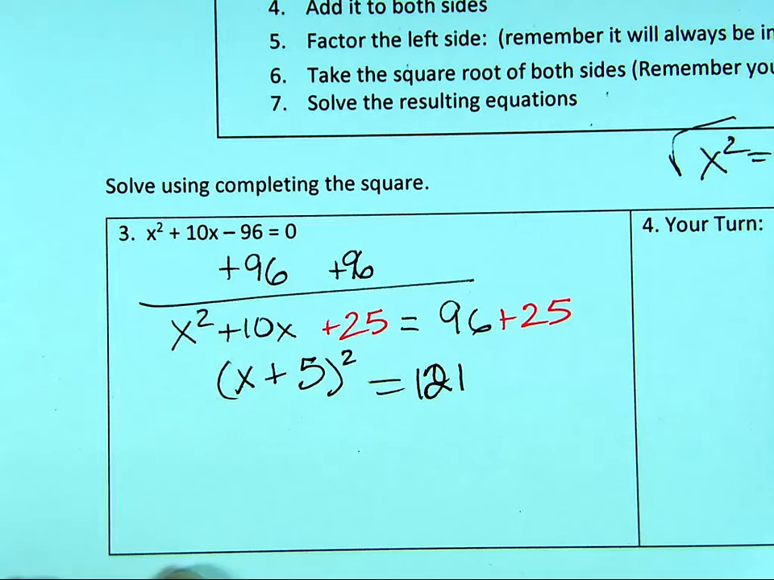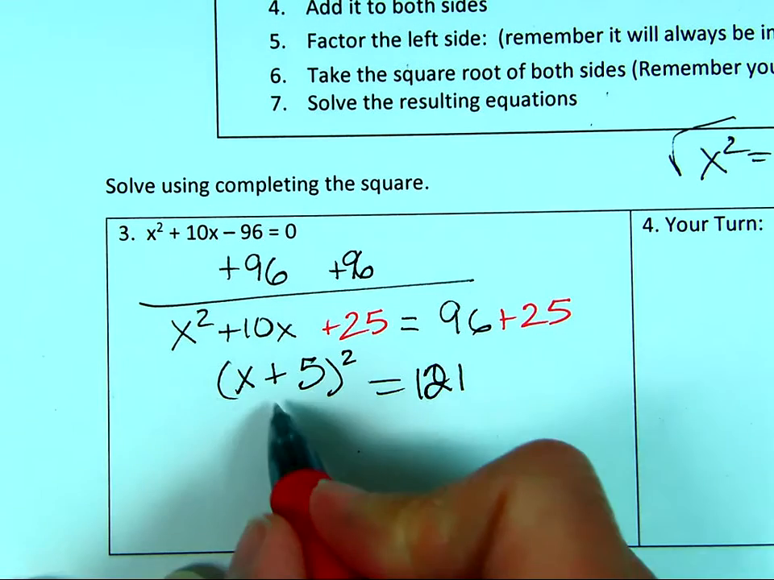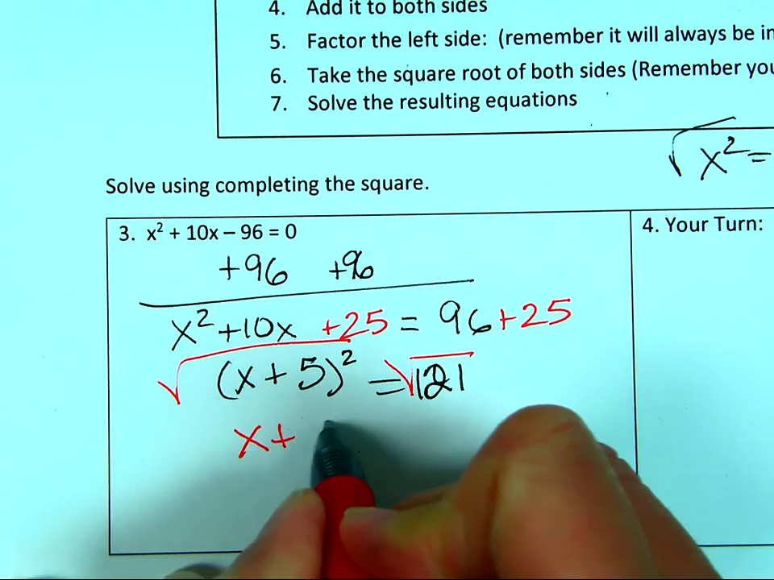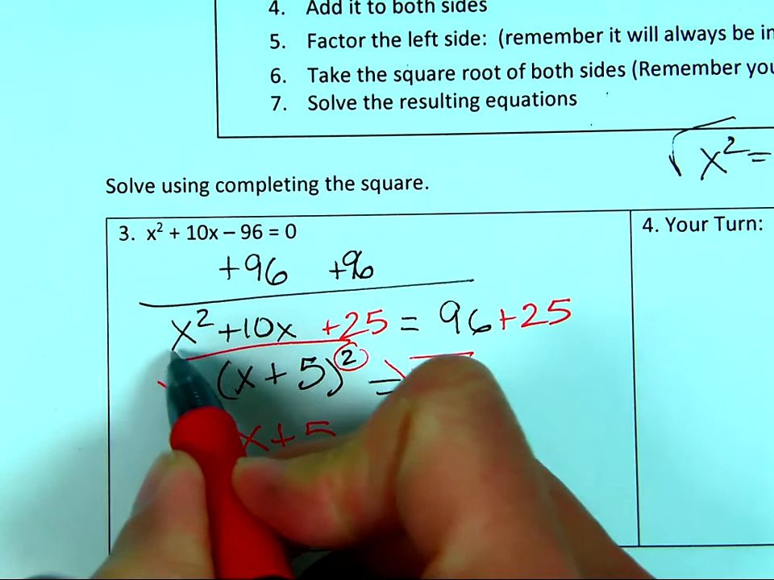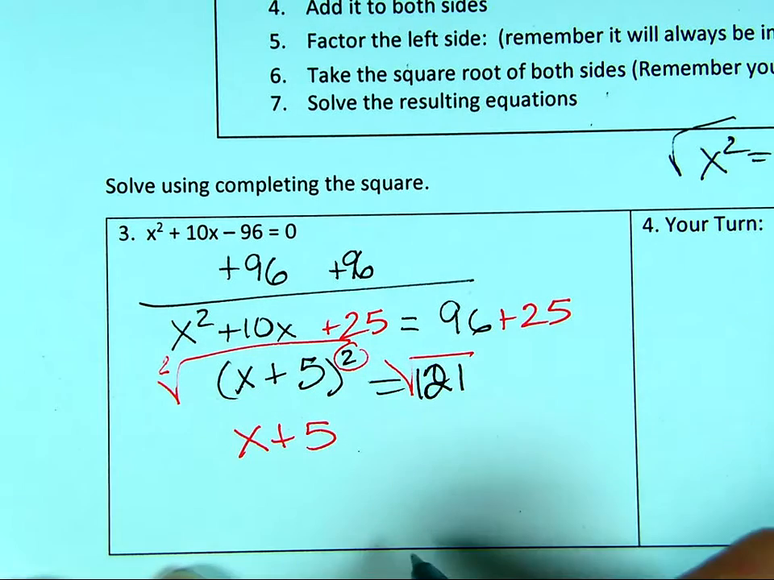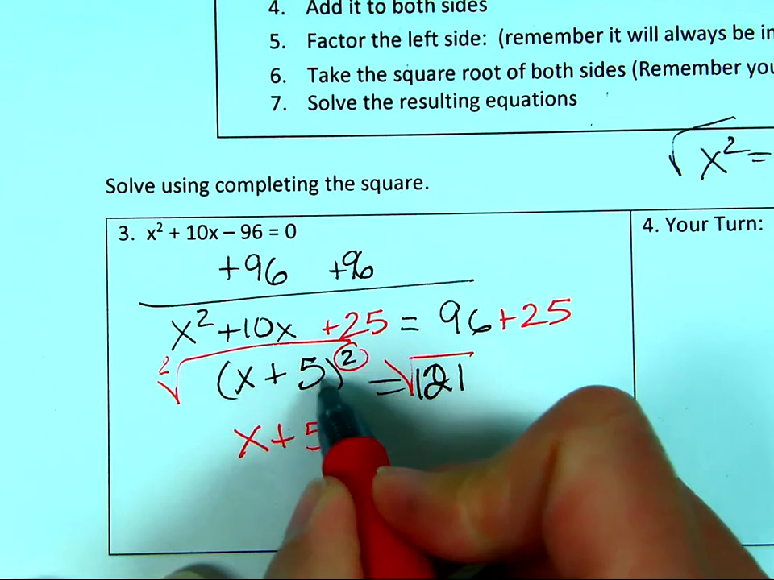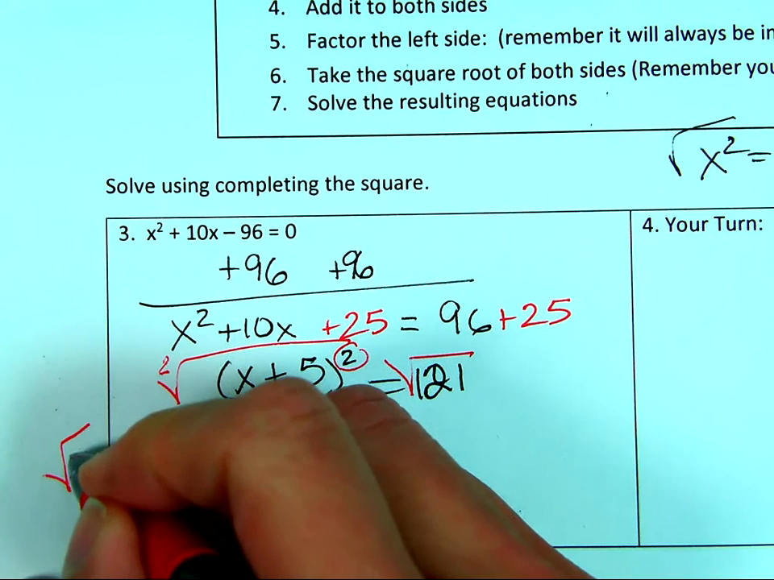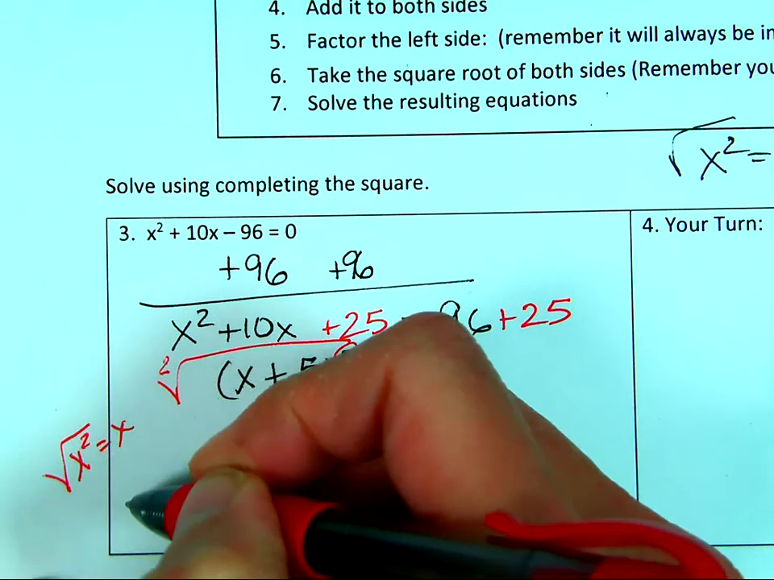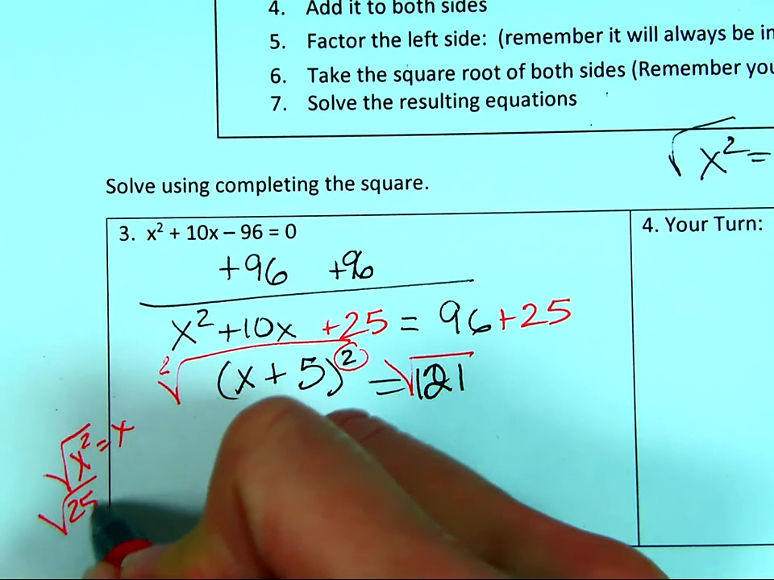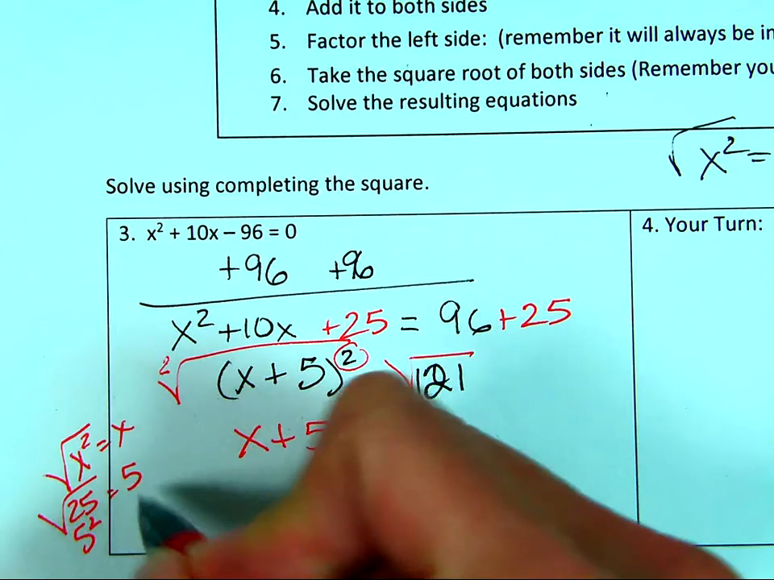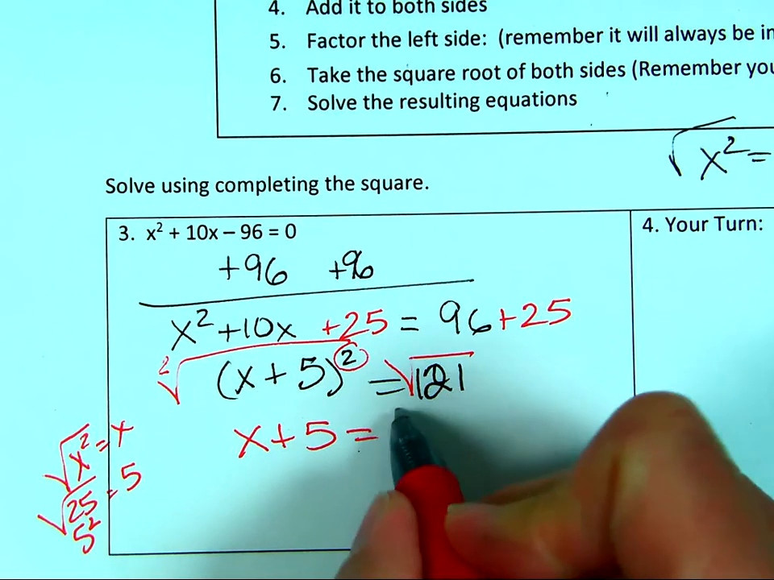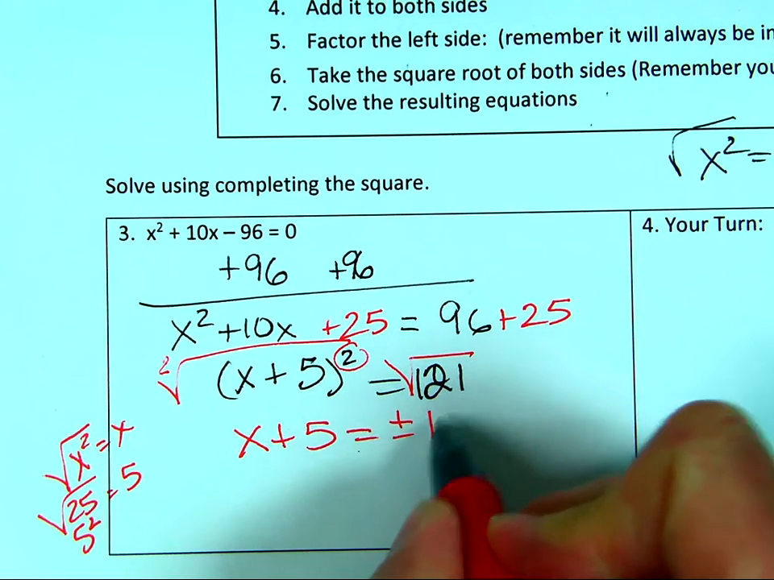So now the next step after I factor the left side is to take the square root of both sides. And when I do that, remember, the square and the square root, there's like a little 2 there, they cancel each other out. So anything squared, square rooted, it's just whatever that is. So for example, the square root of x squared is x. The square root of 25, which is 5 squared, is just 5. So that's the rule that we're working with there. You got to remember when you take the square root of both sides, you get a plus or a minus, and the square root of 121 is 11.